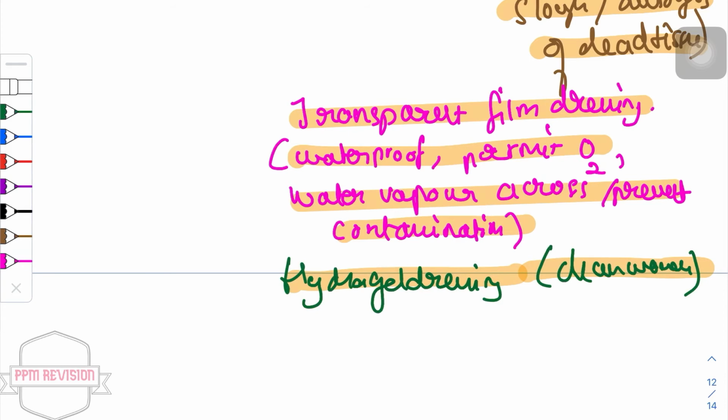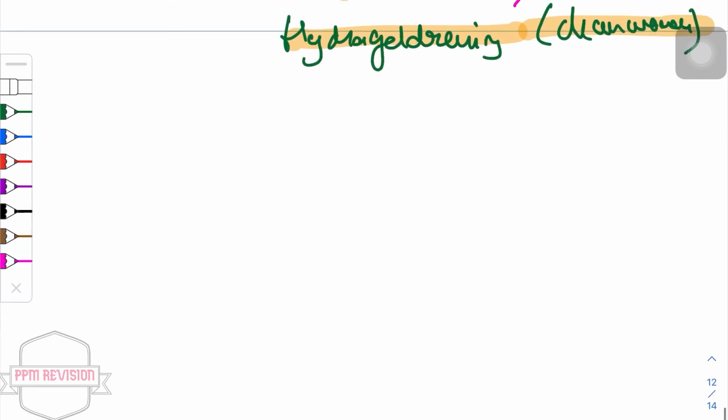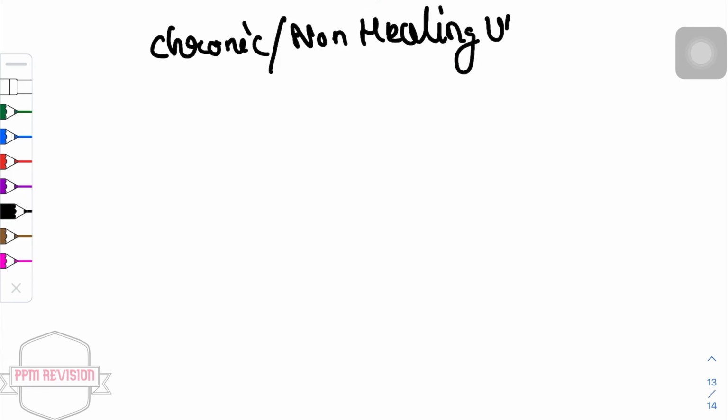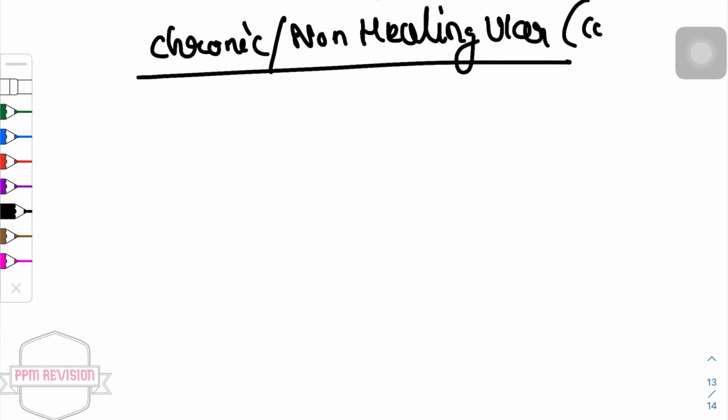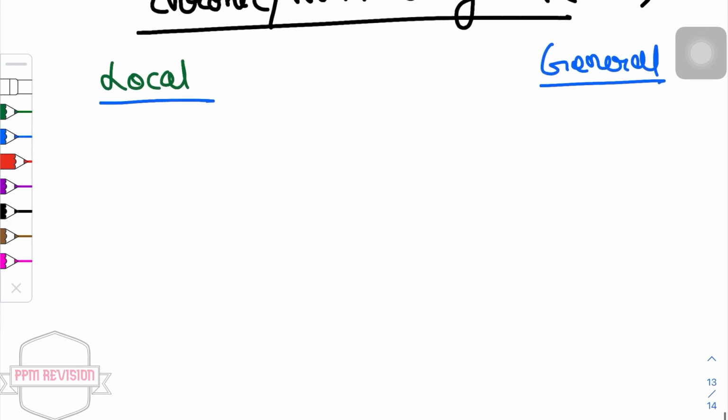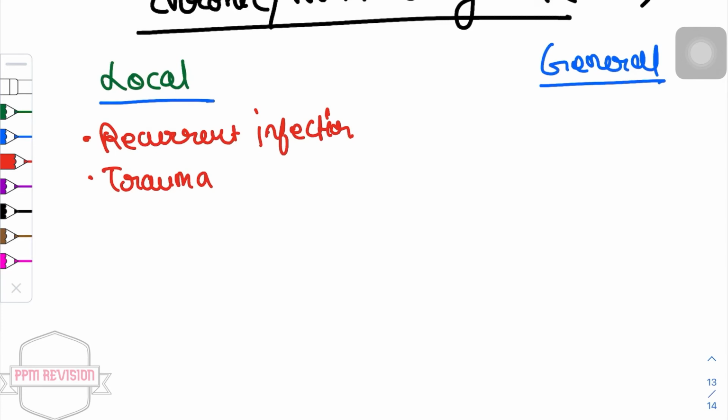Now, moving on to another very important topic, the causes of formation of the chronic or non-healing ulcer. Under this, there are local causes and general causes. Under local causes, there is recurrent infection, and trauma, as well as the presence of a foreign body.